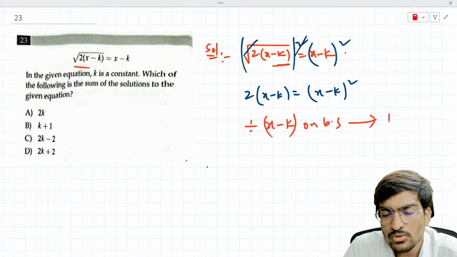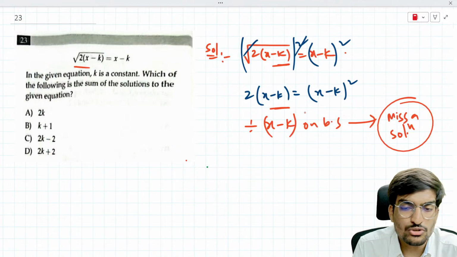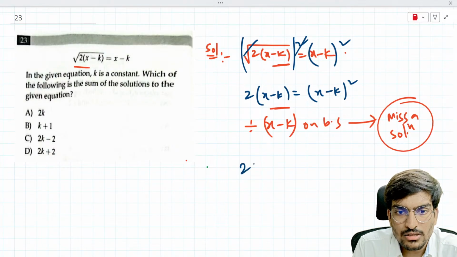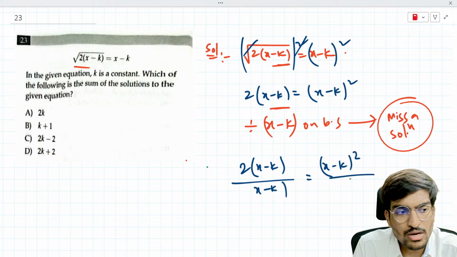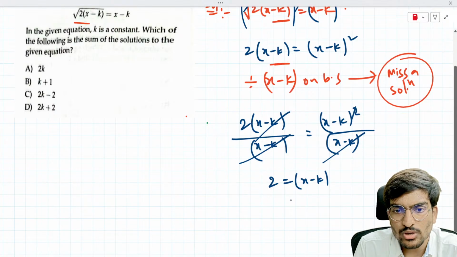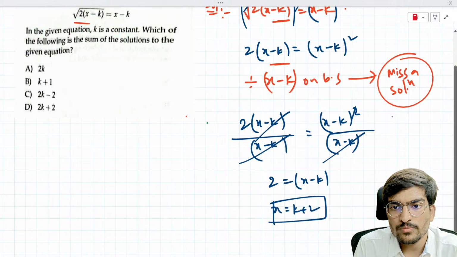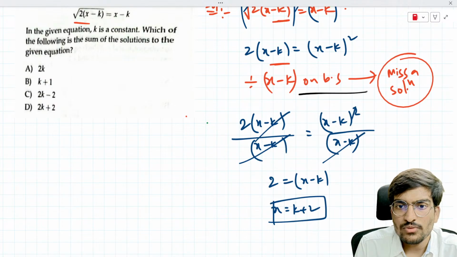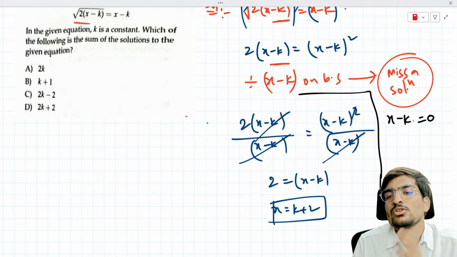Whenever we do this, we miss a solution. When we divide, we are assuming that this is not going to be a solution. So what do we get? 2 into x minus k divided by x minus k equals x minus k whole square divided by x minus k. So x minus k cancels, x minus k cancels, 2 equals x minus k is the remaining. So x equals k plus 2. And whatever we assumed, that x minus k equals 0, we assumed it's not going to be a solution.